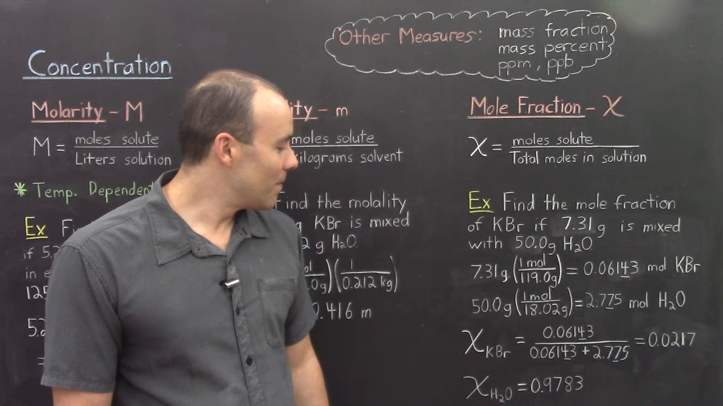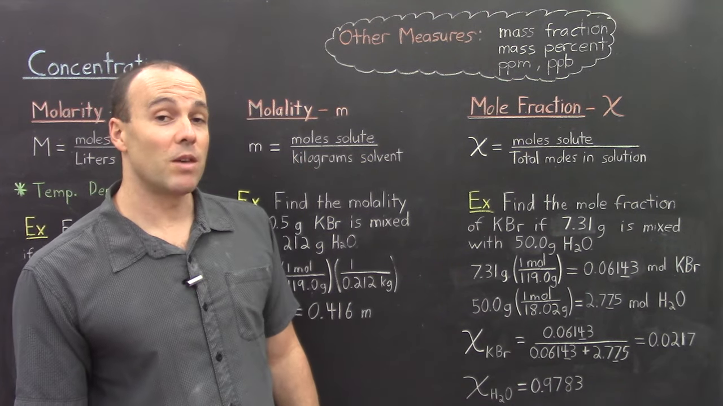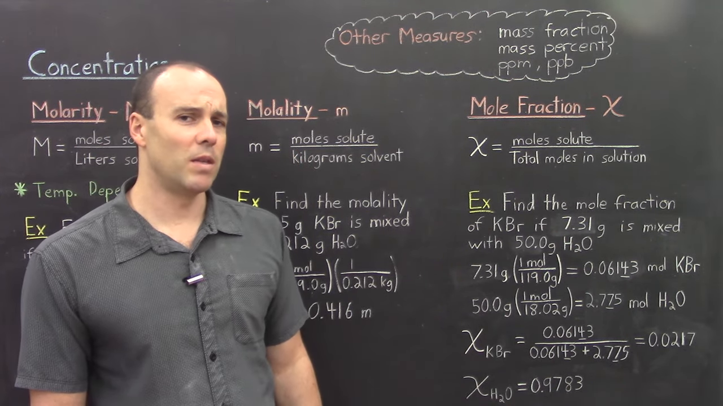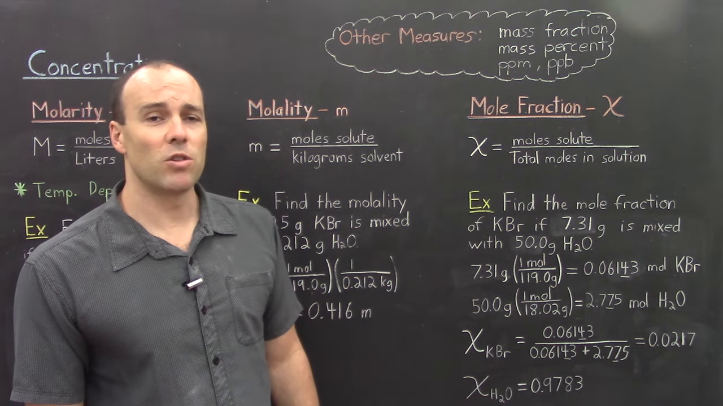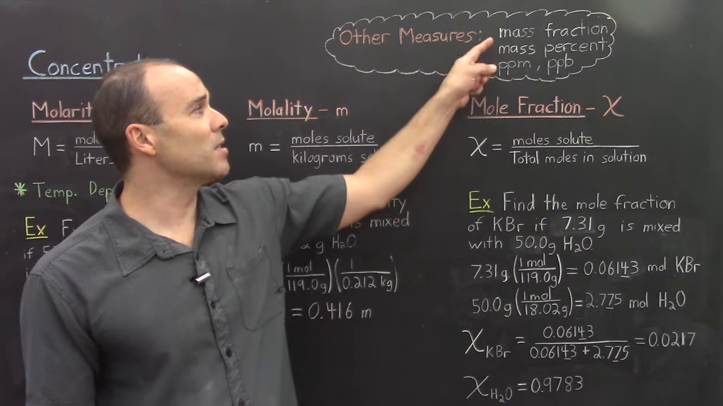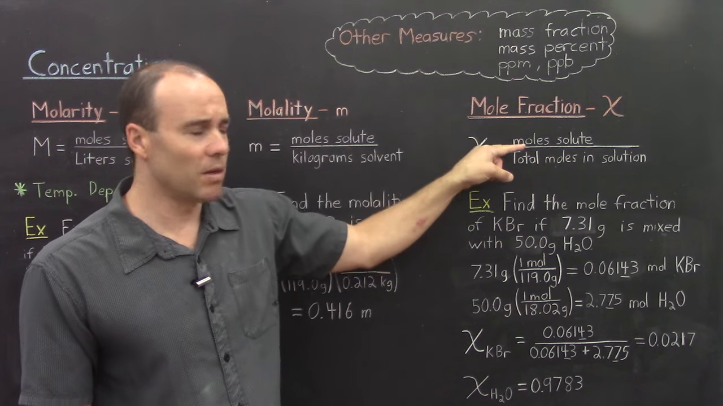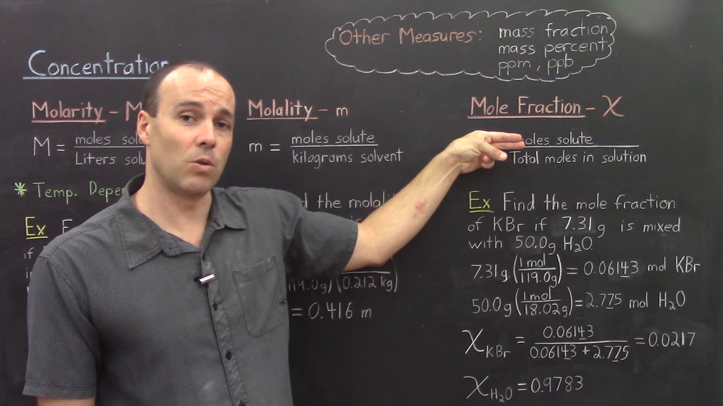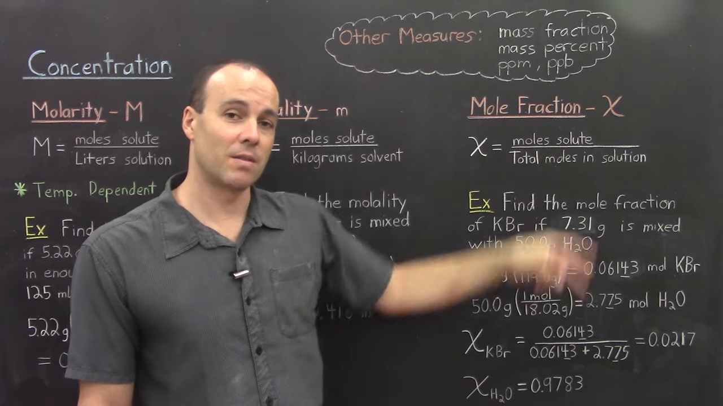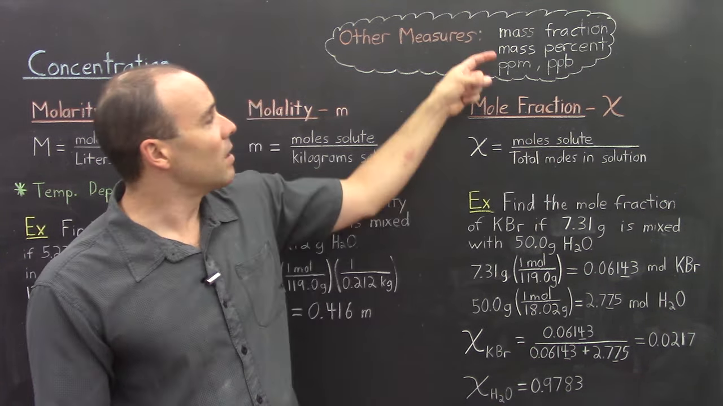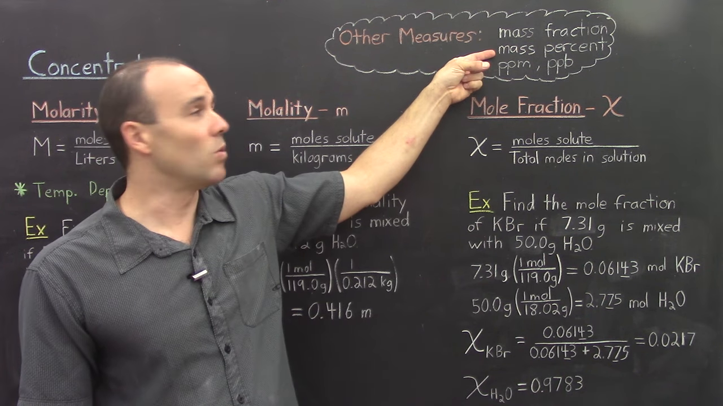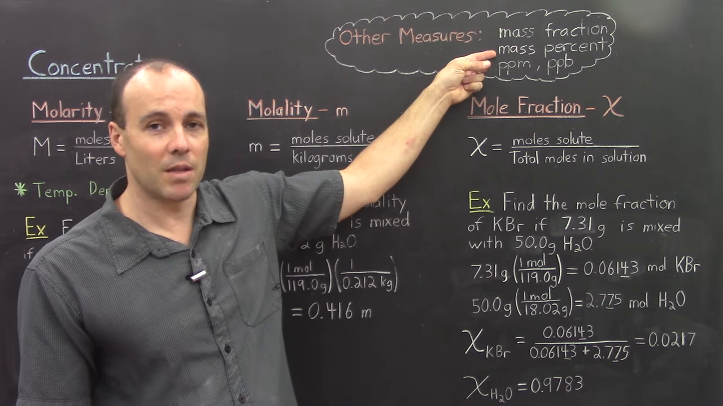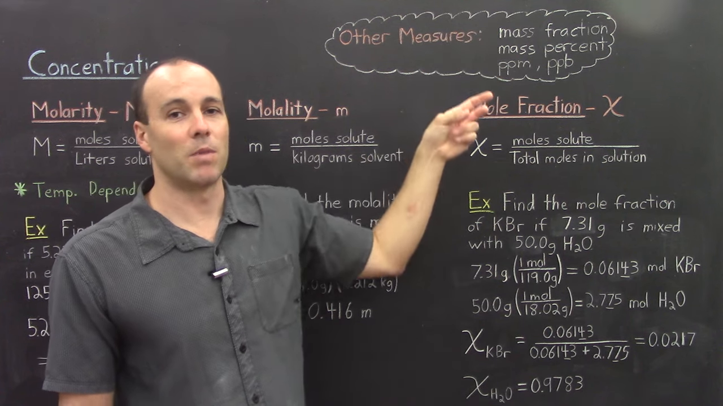So there are other concentration measures that are out there. We just won't be using them, but they're worth mentioning. One is the mass fraction, which is very similar to the mole fraction, except it would be the mass of the component over the total mass. And a very closely related unit is mass percent, and that's simply the mass fraction multiplied by 100.